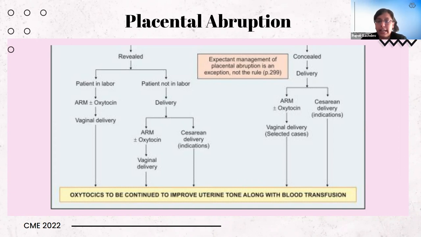Revealed, in labor, you proceed for a vaginal delivery. Not in labor, you take a call if she needs a vaginal delivery or if she needs a cesarean section. If it's concealed, you have to definitely go into delivery. Either you do vaginal or cesarean.